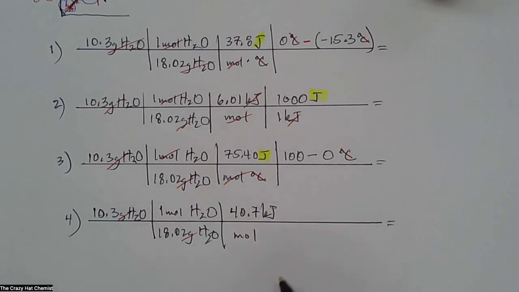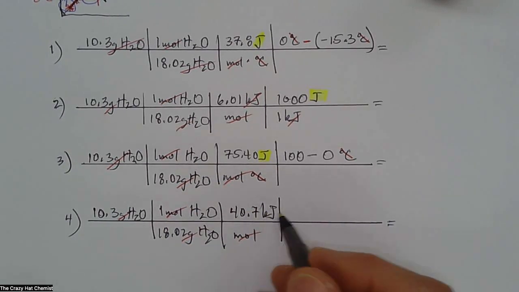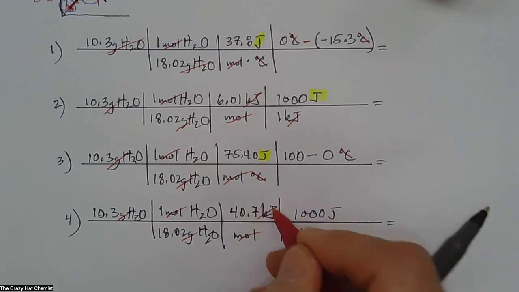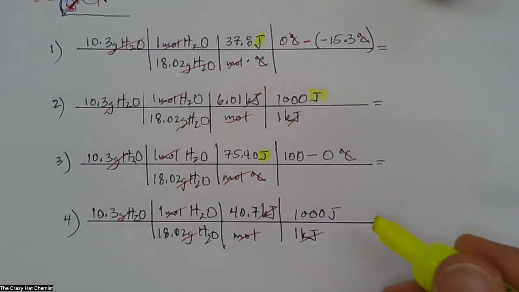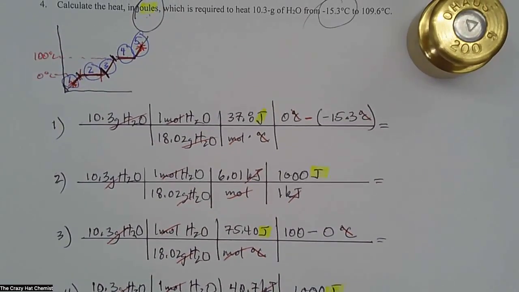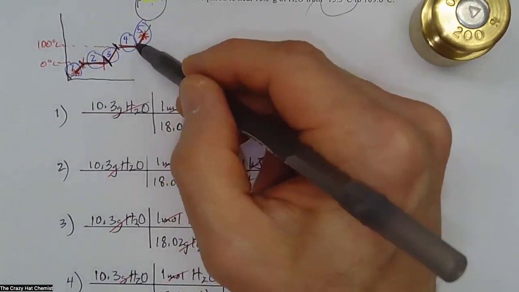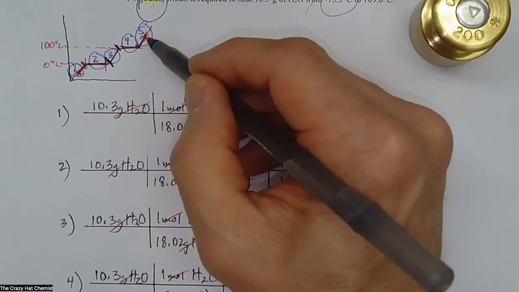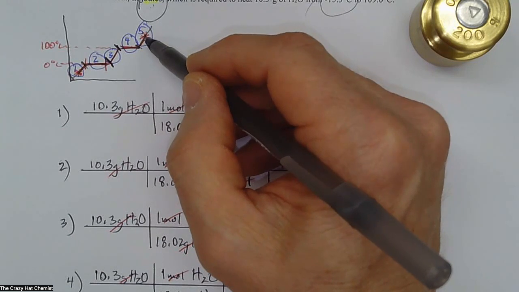And again, there is no degrees Celsius in this because this is a flat section of the graph. Then we're going to convert our kilojoules to joules. So 1 kilojoule is equal to 1,000 joules, and the kilojoules will cancel out. Again, I am going to have joules for my units that don't cancel out. That's what I'm looking for. I'm going to slide back to this graph here, and we are going to do the final step, going from this temperature of 100 to the final temperature of 109.6.